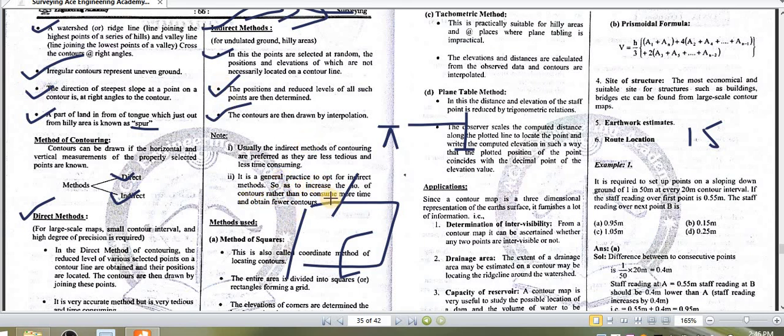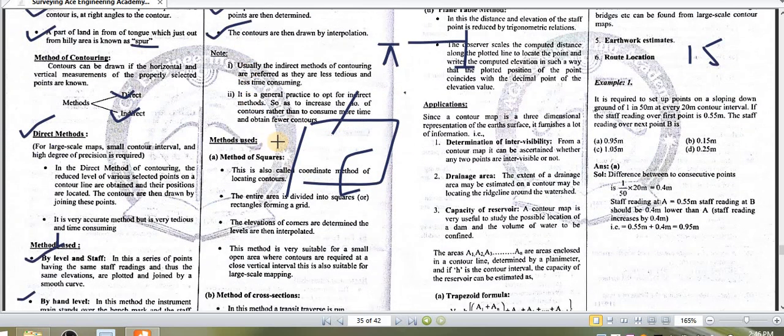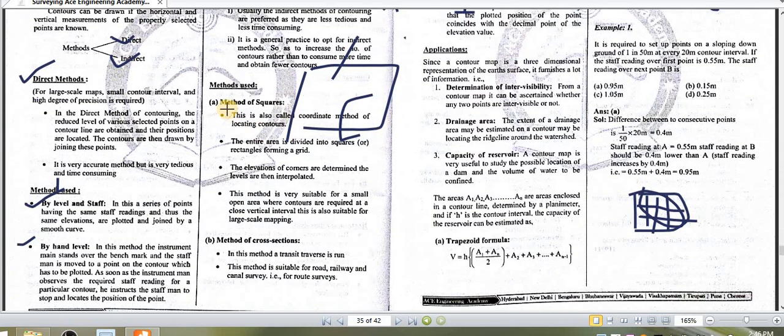In general practice, the indirect method is used so as to obtain a larger number of contours rather than consuming more time and obtaining fewer contours. Now there are different methods available in the indirect method. The first one is the square method. In this, you divide the whole area into a number of squares. You need to prepare your field in the form of squares, with horizontal lines as well as vertical lines. Then at each point of your squares you measure the elevation, and after doing the interpolation you can easily draw a contour from there. This is the square method.